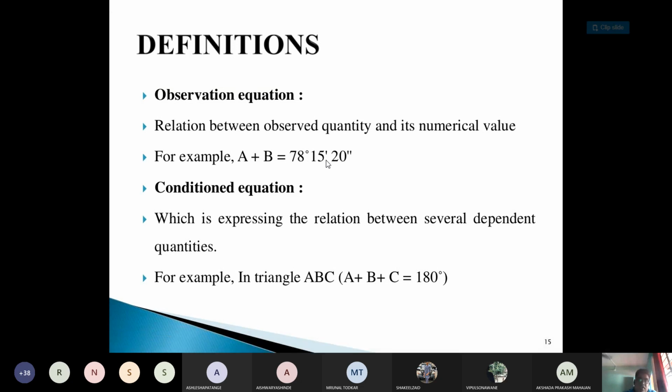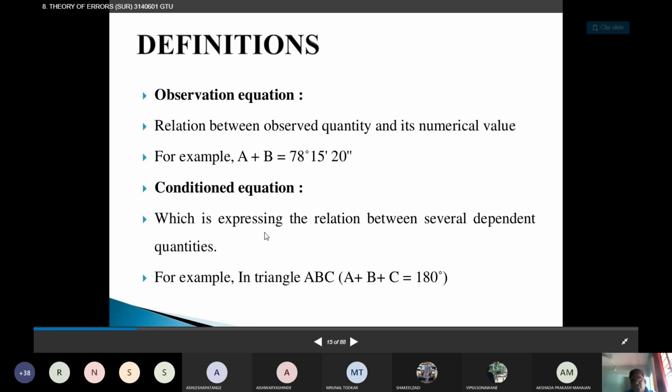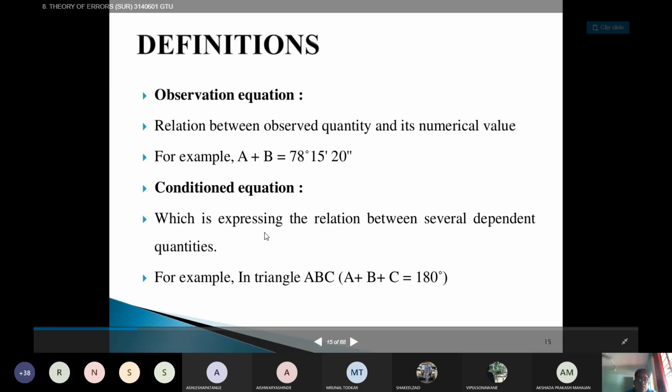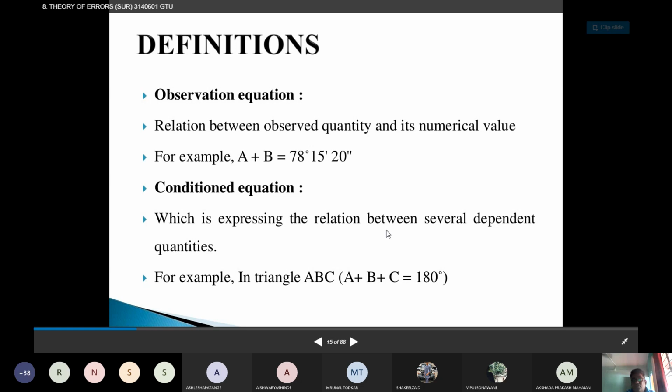But what about the conditional equations? A conditional equation means it has a certain limitation, it has a certain value, which expresses the relation between several dependent quantities. Here it gives the relationship between observed quantities. A conditional equation gives the relationship between the dependent quantities.